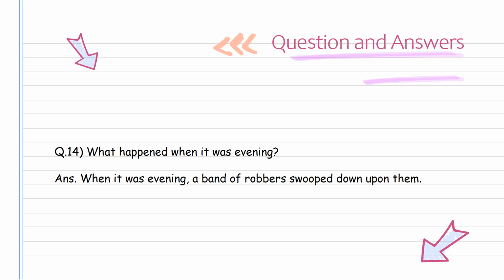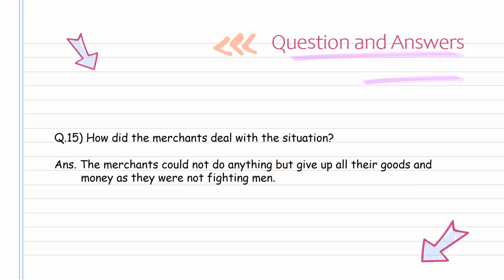Question 14. What happened when it was evening? When it was evening, a band of robbers swooped down upon them. Question 15. How did the merchants deal with the situation? The merchants could not do anything but give up all their goods and money as they were not fighting men.